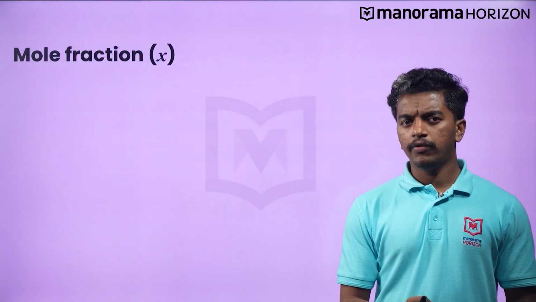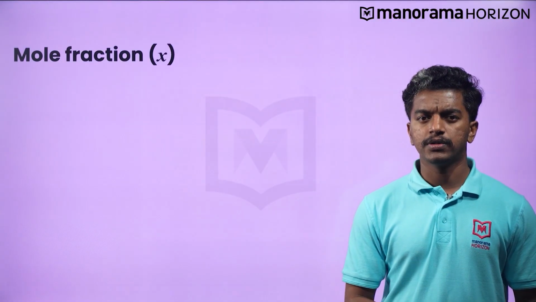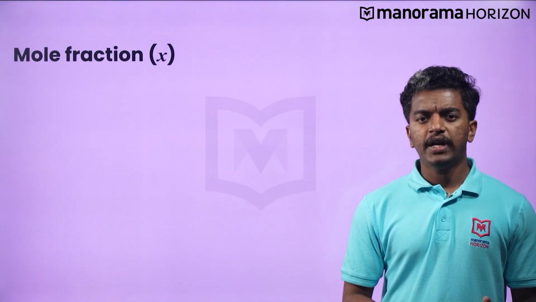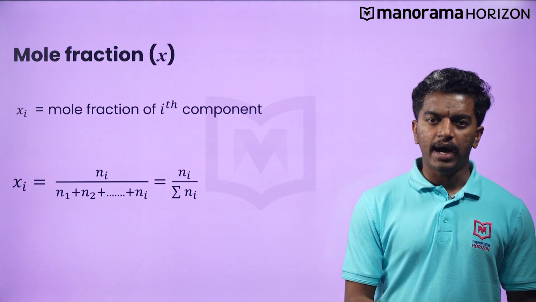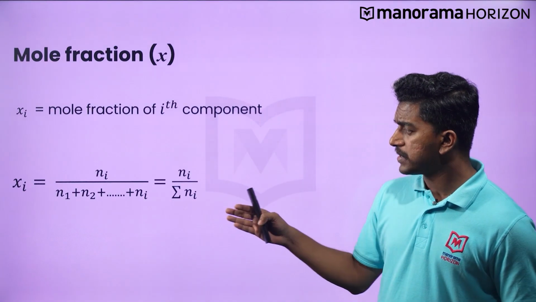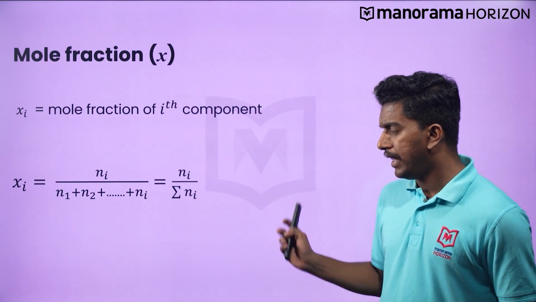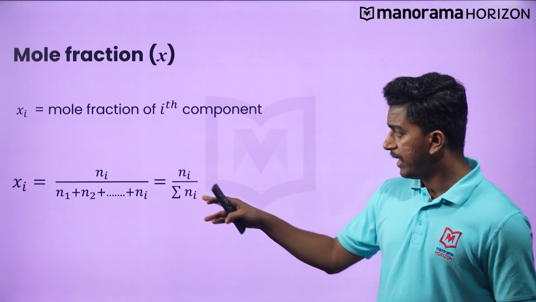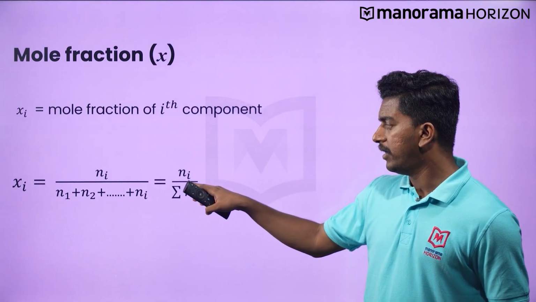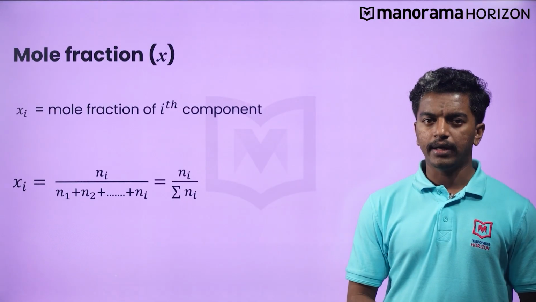Thus, in general, for a solution containing i components, you may write the mole fraction of the ith component Xi equal to Ni divided by N1 plus N2 plus etc. plus Ni. This can be generally written as mole fraction Xi equal to Ni divided by sigma Ni.